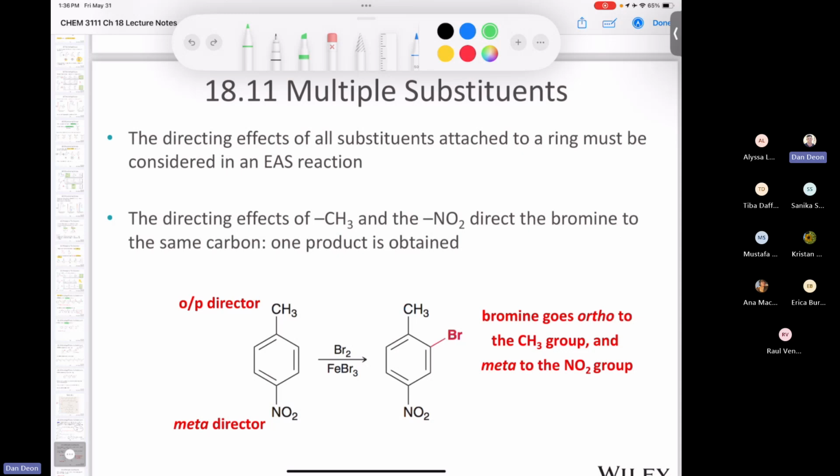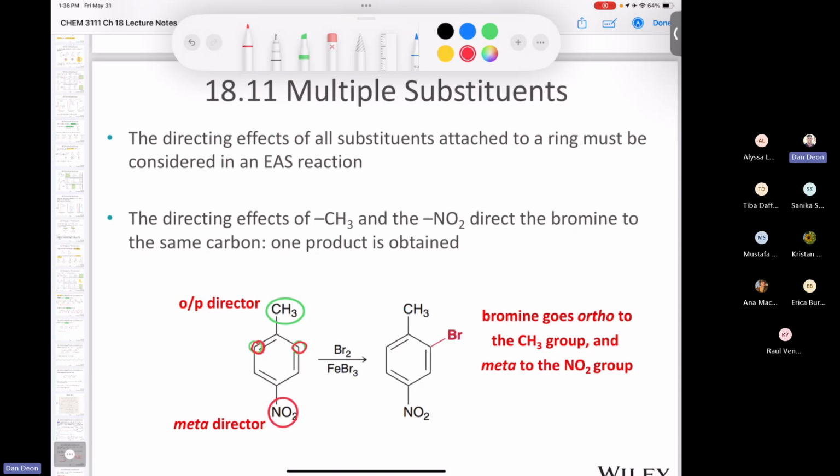So let's think about this. The methyl group, right, that is a weak activator. It directs to the ortho position and to the para position, but there's already something there, okay? Whereas the nitro group, that's a meta director, but it's directing to the exact same place as the methyl group. So of course the bromine is only going to go ortho to the methyl and meta to the nitro. Give me a thumbs up if you're with me on that. Any questions about this particular reaction?